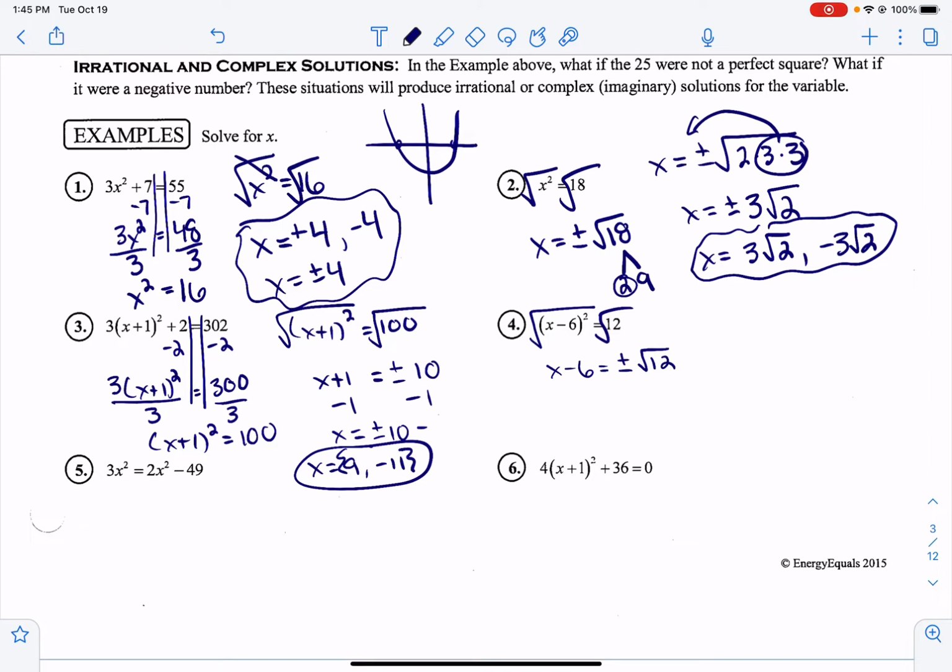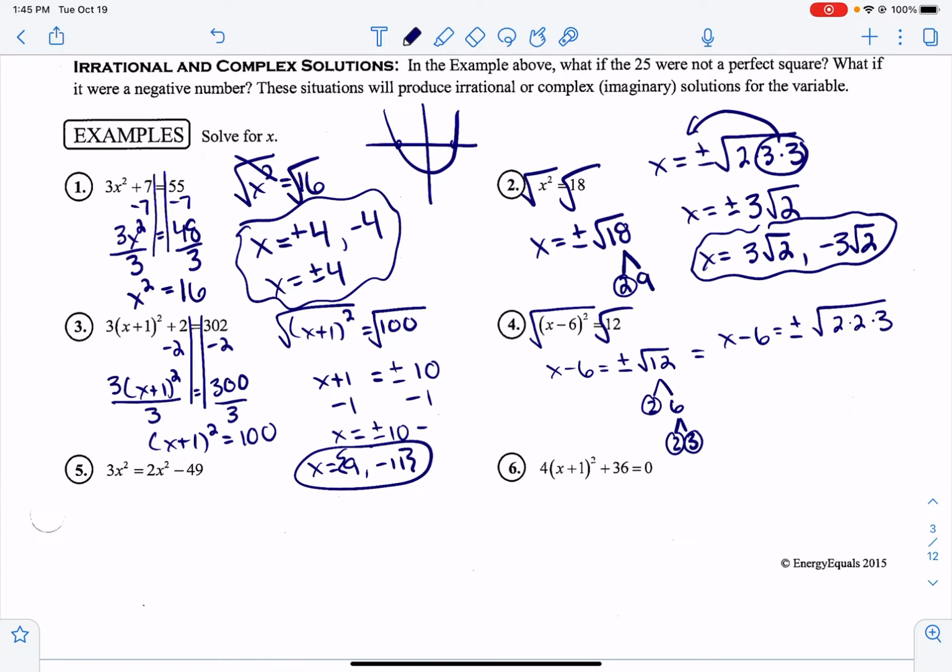Now, square root of 12 isn't a nice number. It's ugly. So let's go ahead and try to simplify that because I'm already dealing with it, so let's deal with it. That's 2 times 6, and 6 is 2 times 3. And so I've got 2 2s and a 3. So when I rewrite this problem, x minus 6 equals positive negative square root 2 times 2 times 3.